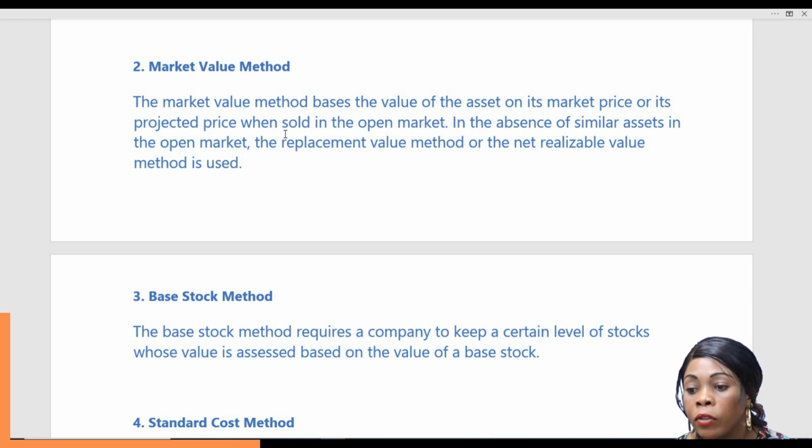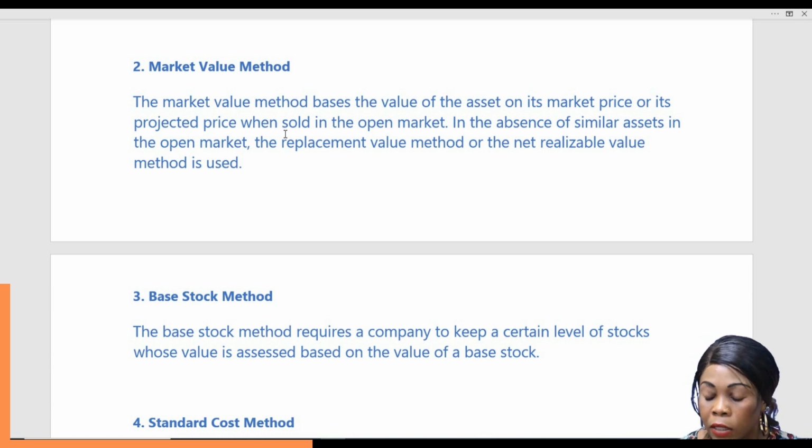The base stock method requires a company to keep a certain level of stock whose value is assessed based on the value of the base stock. Here is where the company keeps a certain level of the stock where the value is assessed based on the value of the base stock.